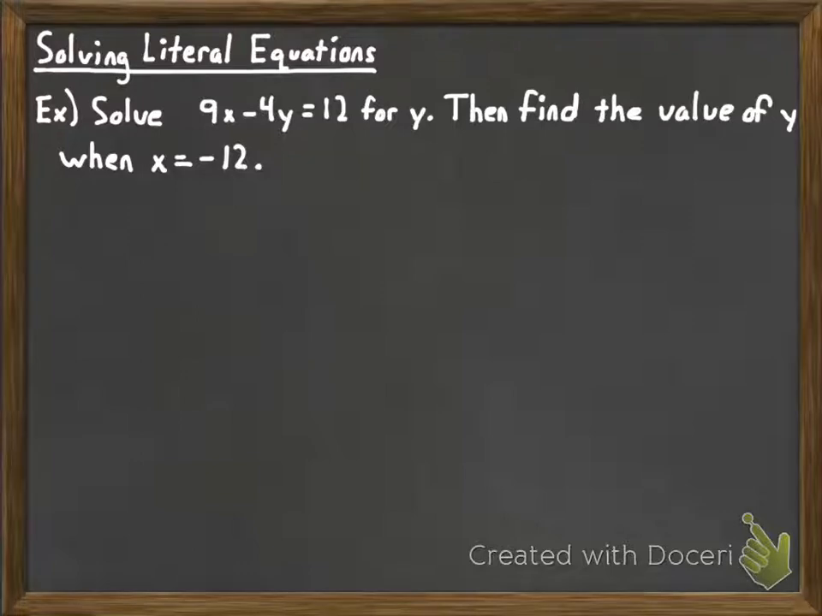Okay, and then secondly, the difference in this video is that we are going to increase the difficulty level of some of the literal equations that we're working with as well. So there you go, two reasons to have this video, even though we already have the basic skill set. All right, let's go ahead and get into this example. It says we're going to solve 9x minus 4y equals 12 for y. And then we're going to find the value of y when x equals negative 12.